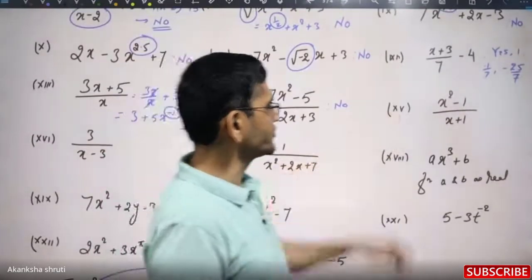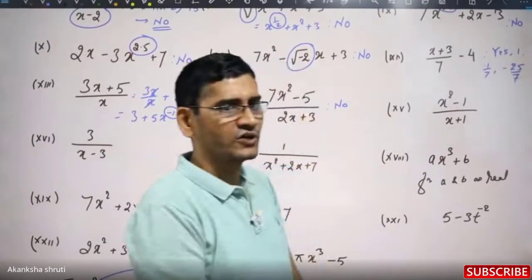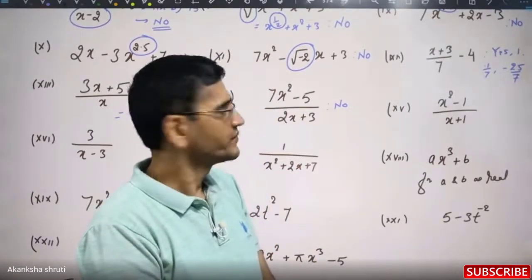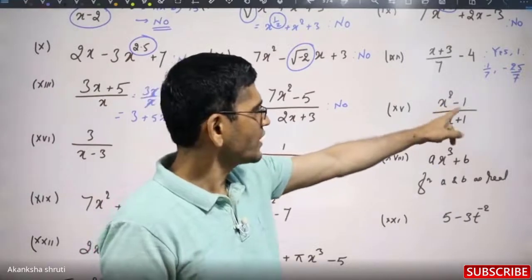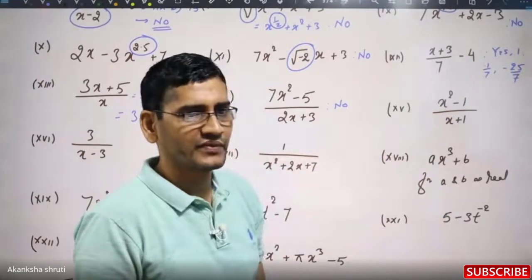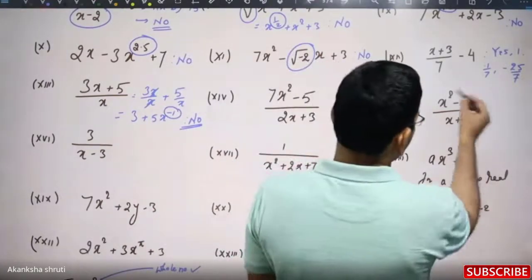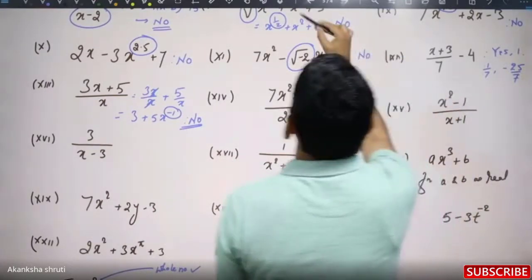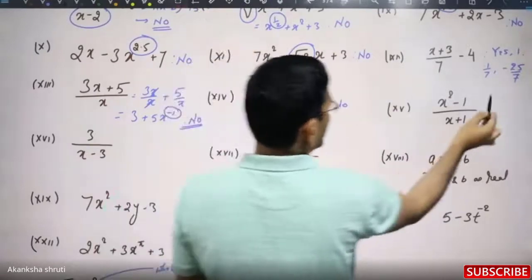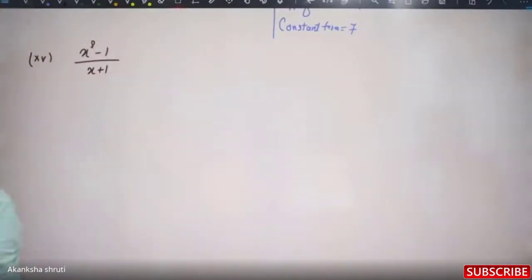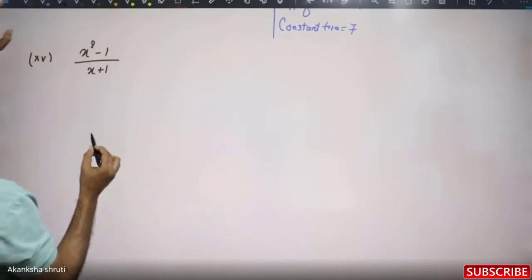Student, come for the 15th one. Yes or no? 15th one, x square minus 1 by x plus 1. Whether it can be a polynomial or not. So if you are just considering this expression, the answer appears to you as no. If I'm considering this expression, whether it can be possible or not in any condition.